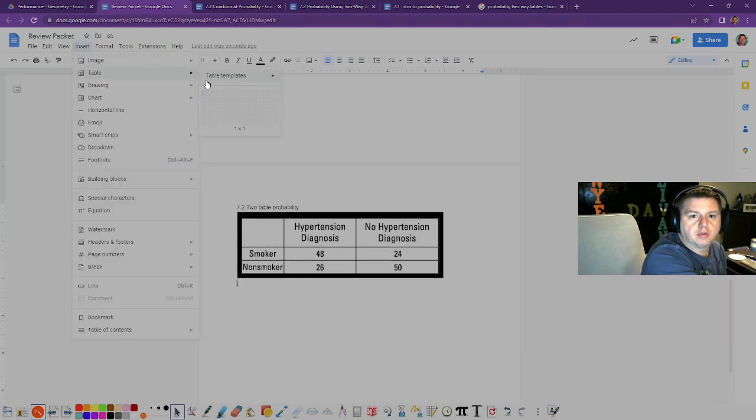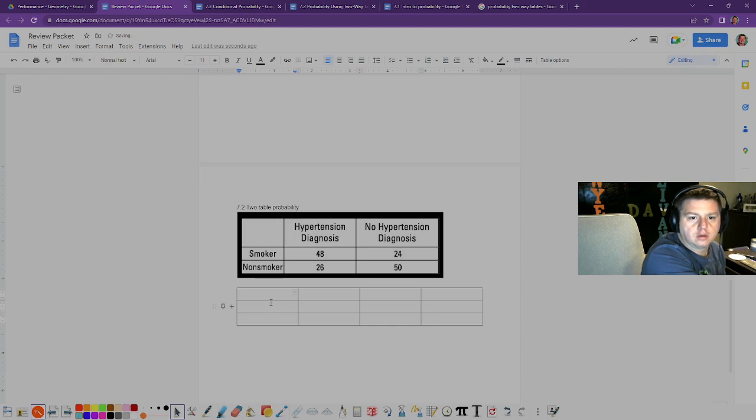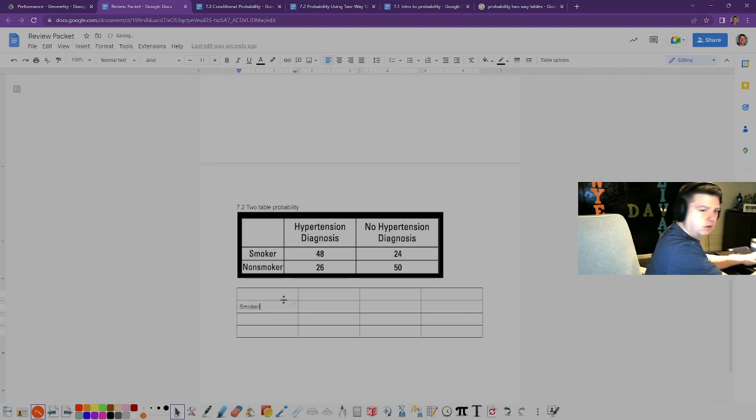And we want to insert a table that is 2, 3 total. 1, 2, 3. Okay. So we have non-smoker. And then we are going to do total. And we're going to have them fill it in.